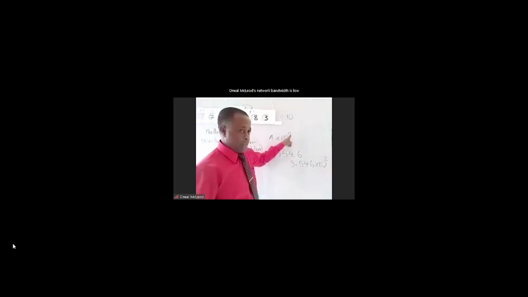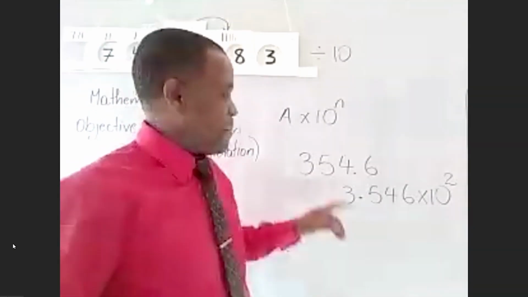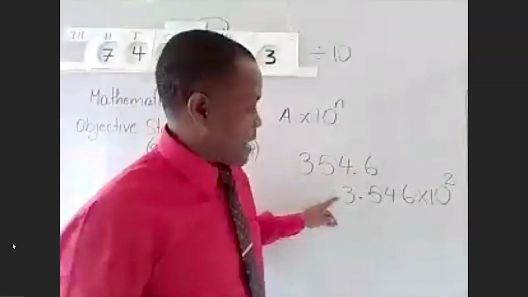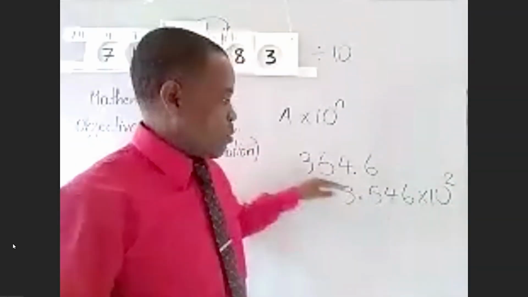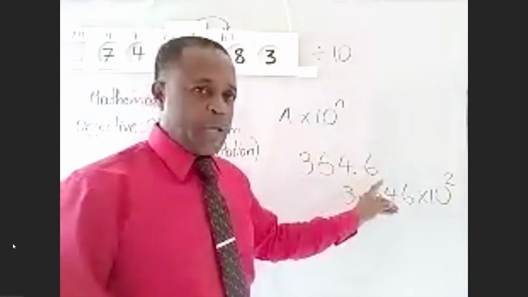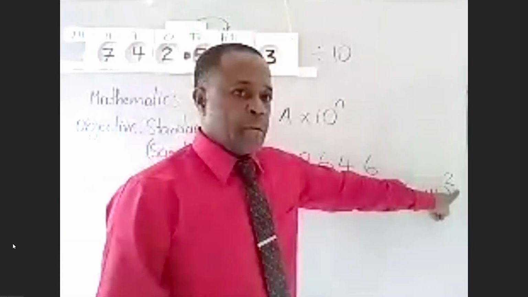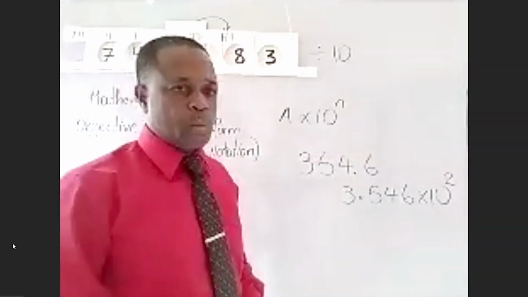Now, the value of n. How do we determine the value of n? The value of n is determined by the number of times you actually move the digit. What we did here was to move each digit 2 times. So n becomes 2.